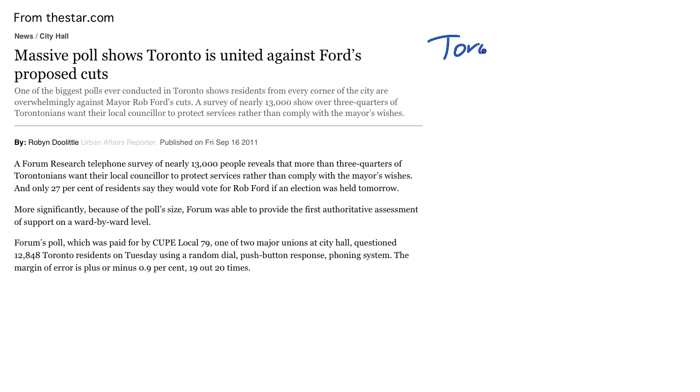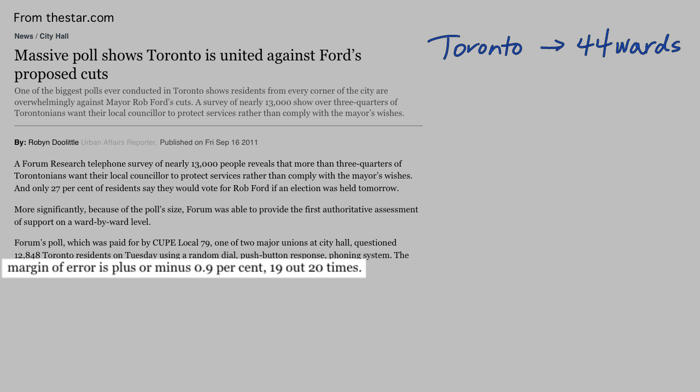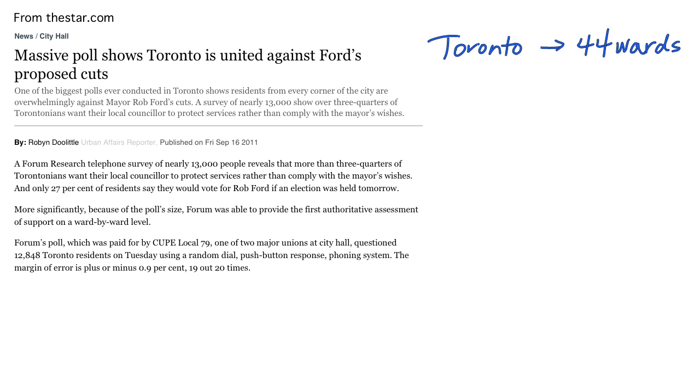The City of Toronto is broken down into 44 wards, and the researchers wanted to be able to estimate the proportion of Ford supporters on a ward-by-ward basis. The article claims that the margin of error of this poll, with 95% confidence, is 0.9%. While that may be true for a proportion calculated using data from all 12,848 respondents, it's not true for any estimates on a ward-by-ward basis.